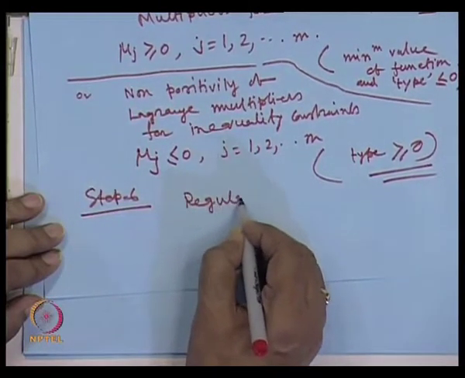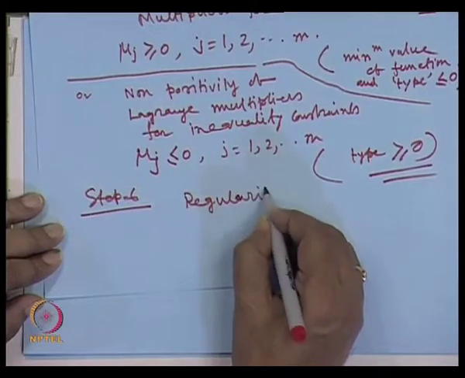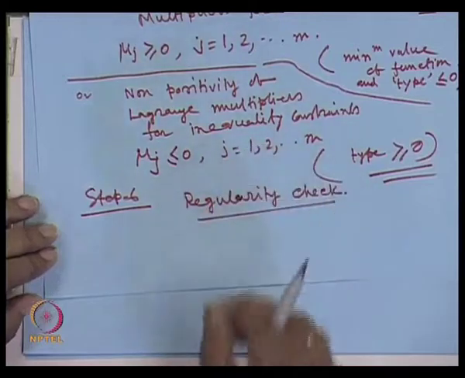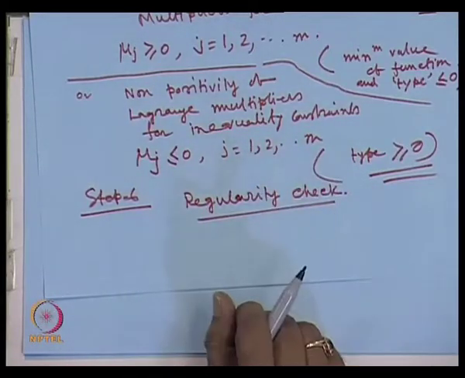And the last check, step 6, is the regularity check. Once you find the optimal point x star, then you check whether the gradients of all equality constraints involved in the optimization problem are linearly independent or not. If they are linearly independent, you can say that you have obtained the minimum value of the function.